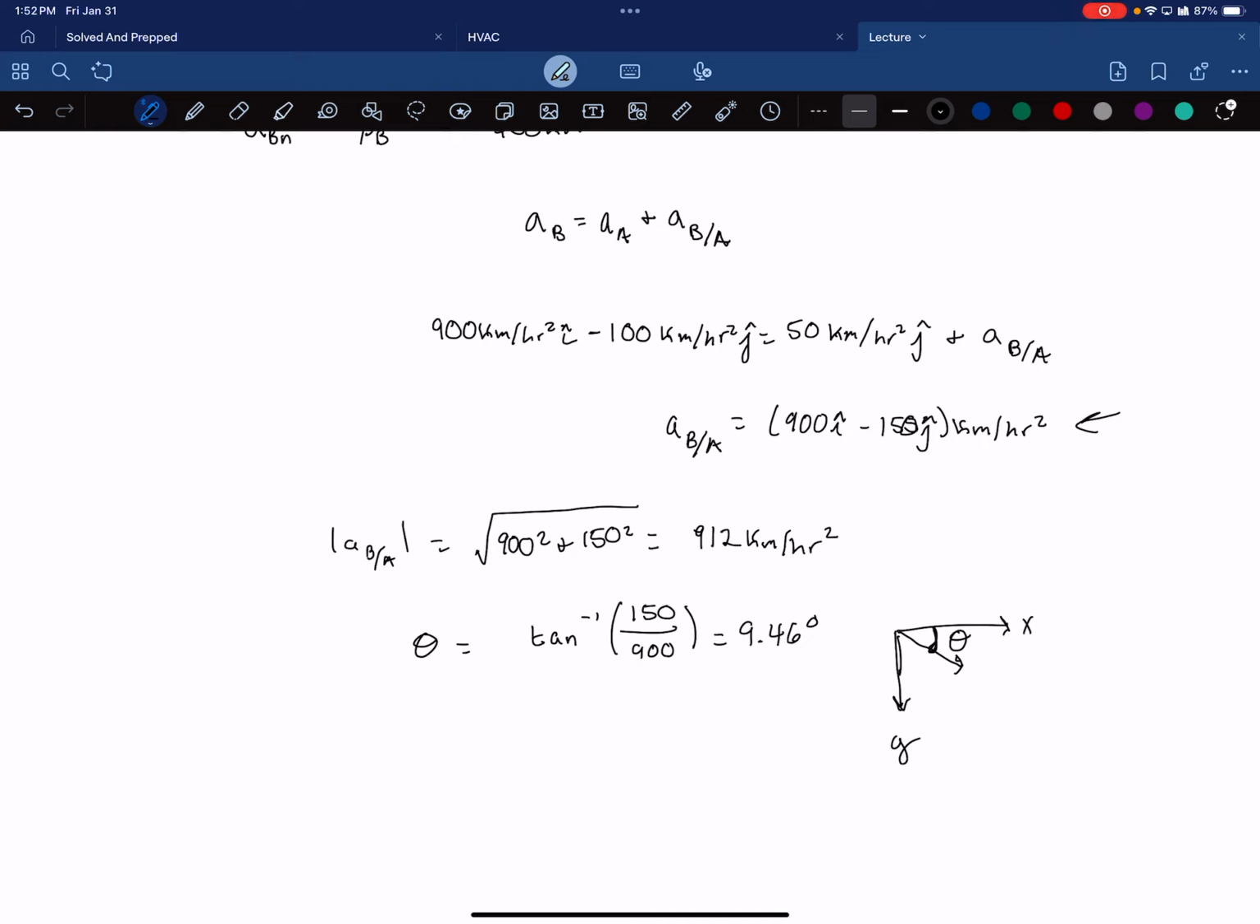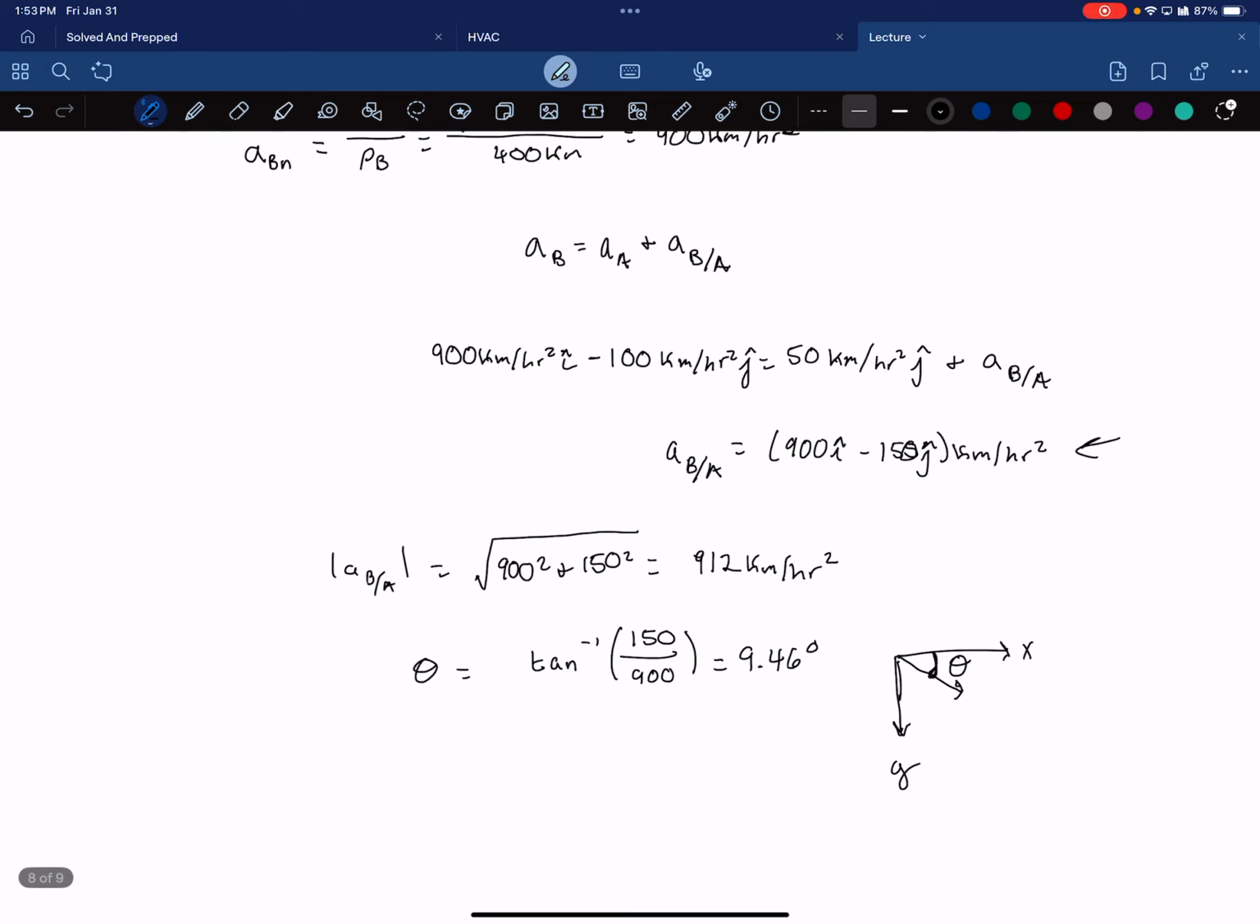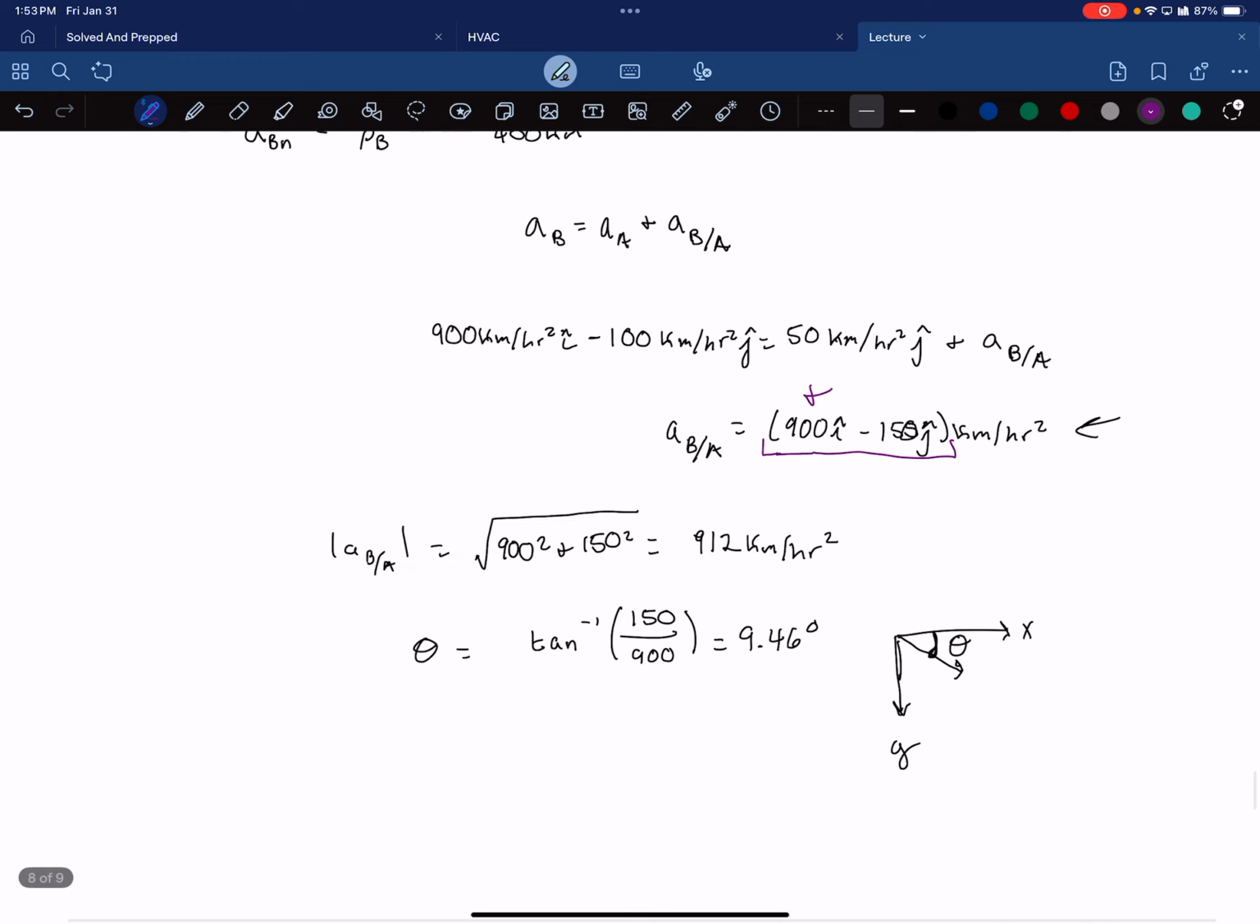Wait, why is the angle below the x-axis? If we look at our vector here, we're in the positive x direction, so we're going this way, and then we're in the negative y direction, so we're also going down. So we're going across in the positive direction and then down, and so our resultant is below the x-axis.